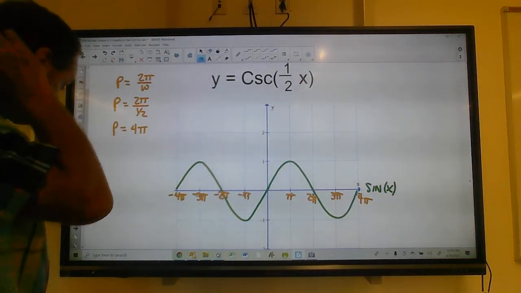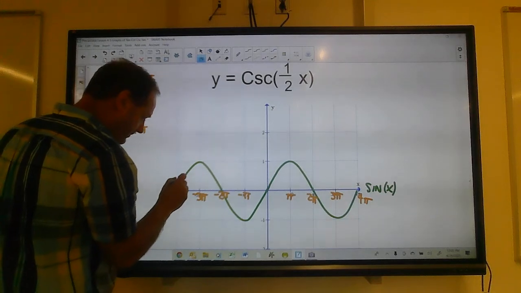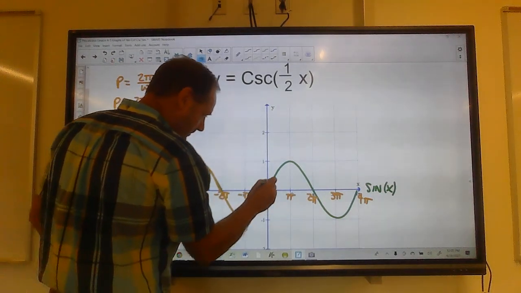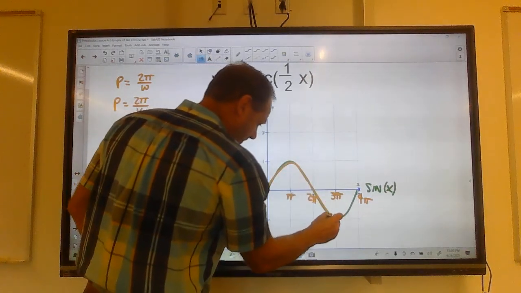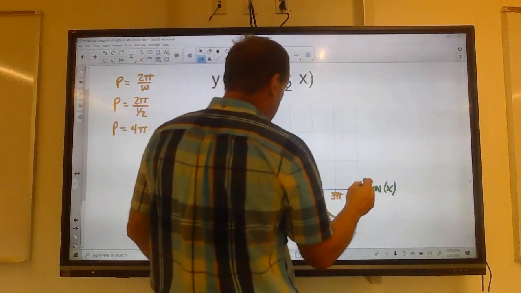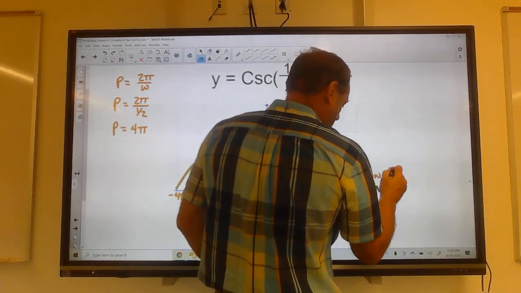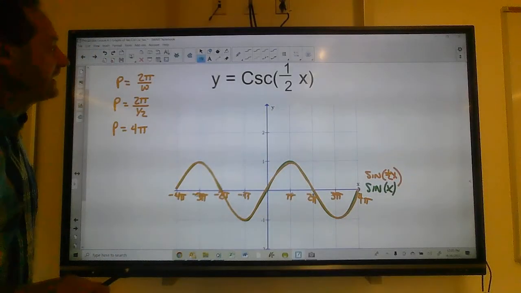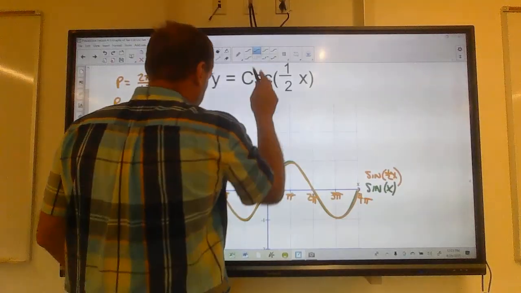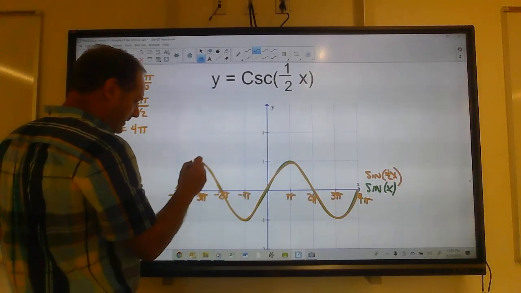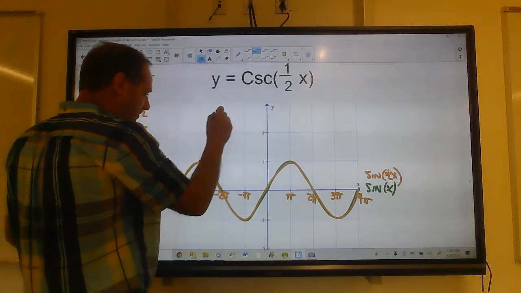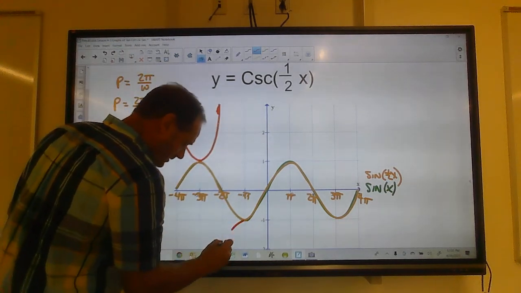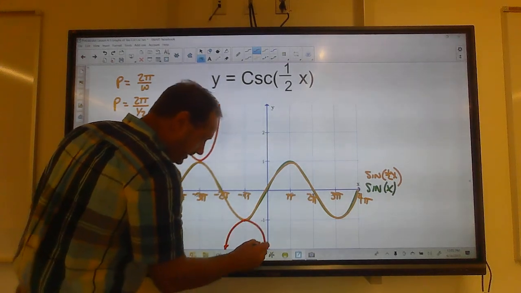Okay, so now this thing is now sine of 1/2 x. And now I can go ahead and switch it to cosecant. So cosecant is going to look like this. It's going to have asymptotes everywhere that this one's 0. It's going to look like this.